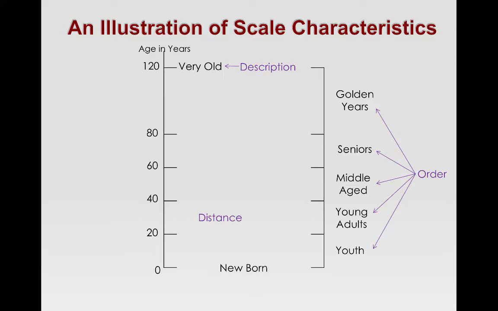The characteristic of distance means that absolute differences between the scale descriptors are known and can be expressed in units. For example, the distance between 20 years old and 40 years old is 20 years. The origin characteristic means that the scale has a unique or fixed beginning or true 0 point.